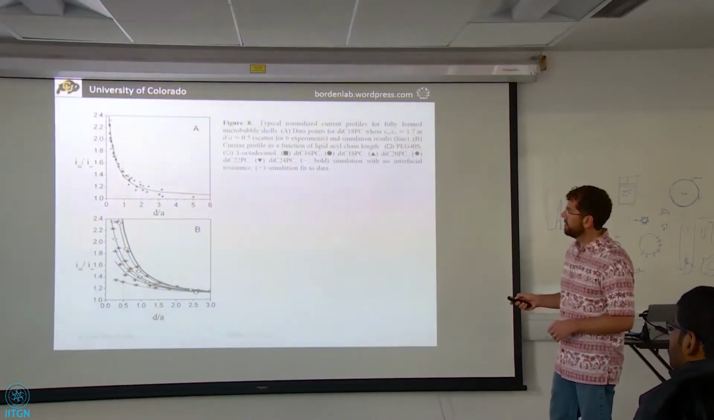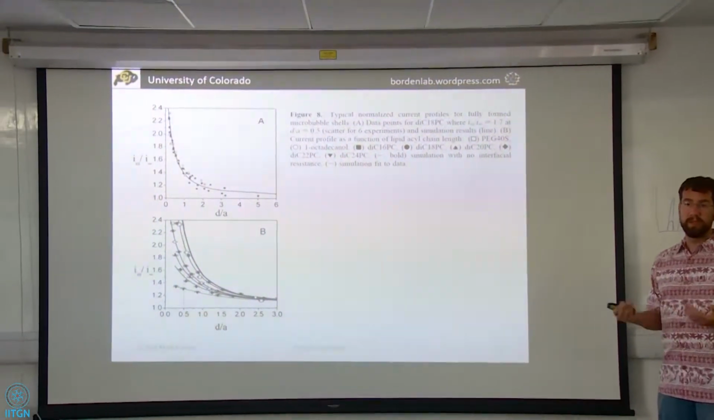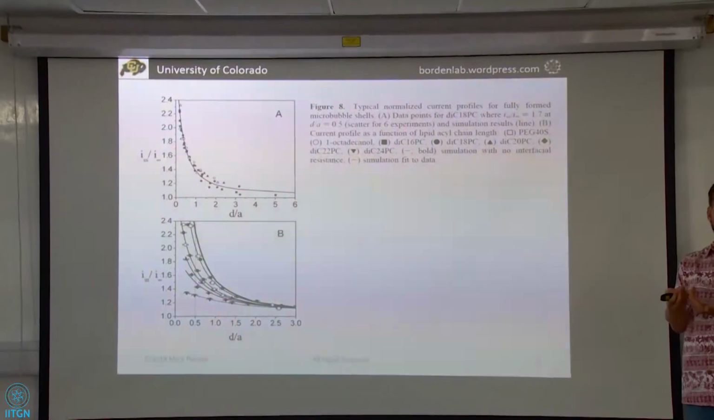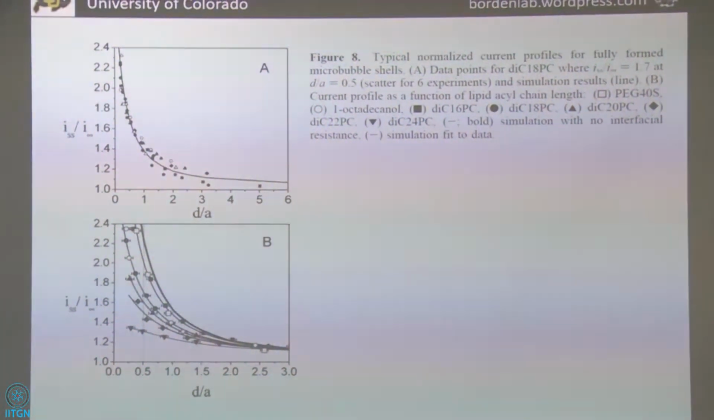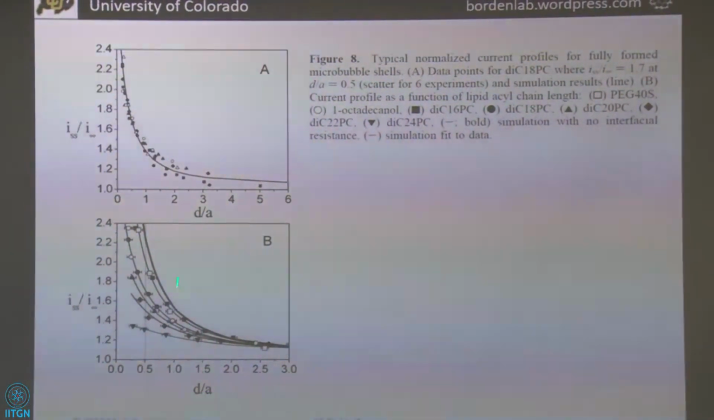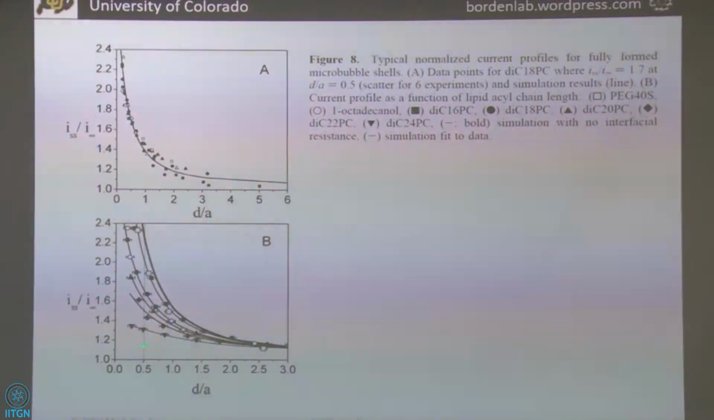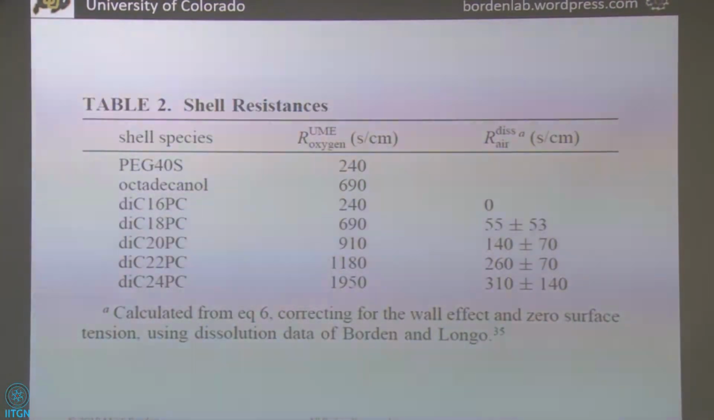And as you get closer to the bubble, the current increases, which shows that you are in fact causing the bubble to dissolve. And the bubble has oxygen, so you're measuring the oxygen profile as you're moving towards the bubble. And the lipid had an impact on that curve. So with some mass transport modeling, you can back out the resistance, and so here are the resistances at different shells.